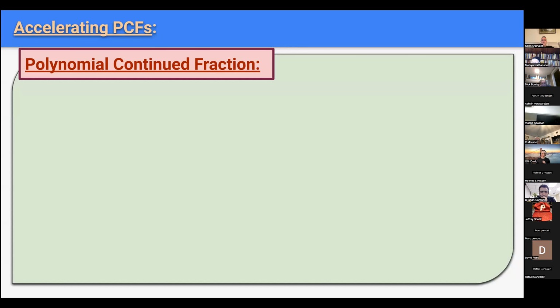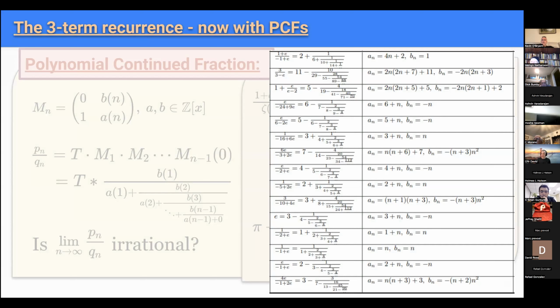But before that, before you go, can I ask you a question? Yeah. What kind of numbers are representable by this type of continued fractions? Is it measure 1, measure 0, or what?